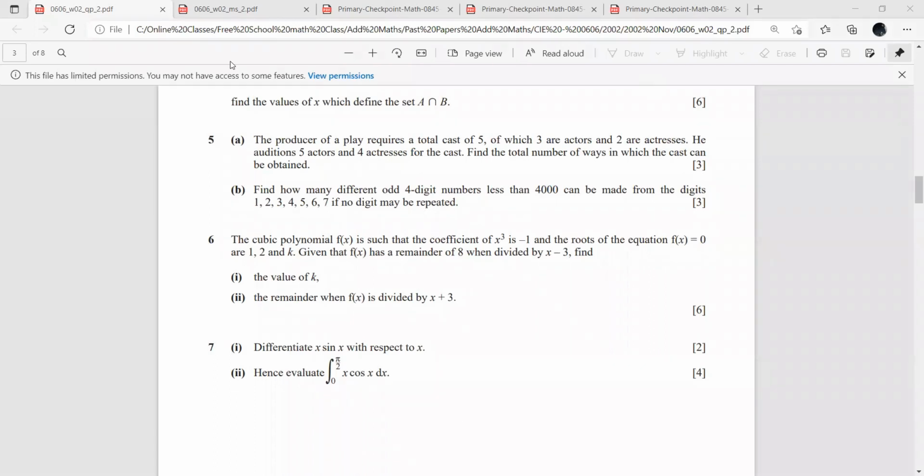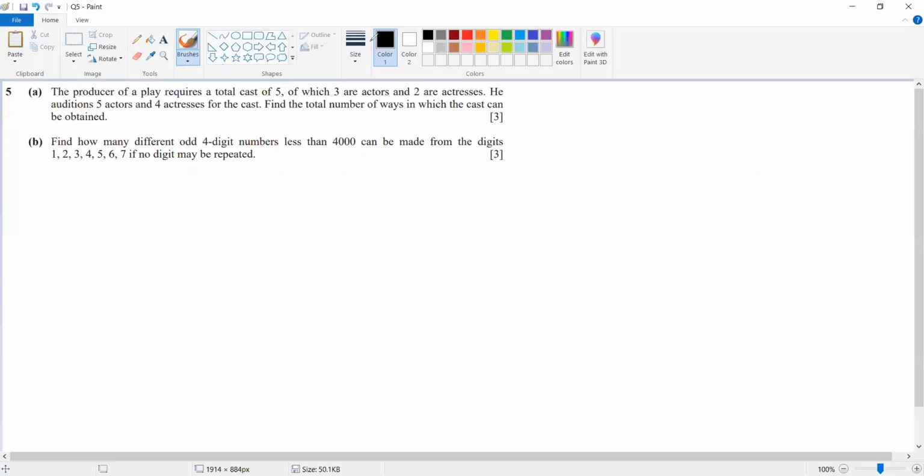Okay, let's begin with question number 5 on this paper. All right. The question, to white markers. There we go. Okay, let's read and see, and we shall continue.